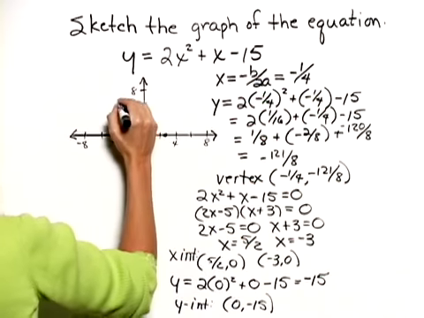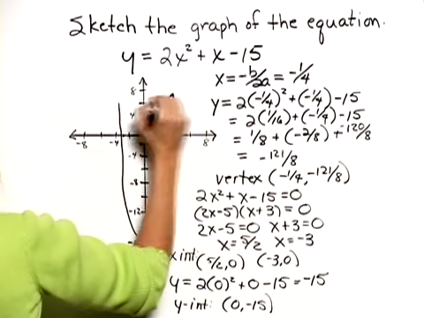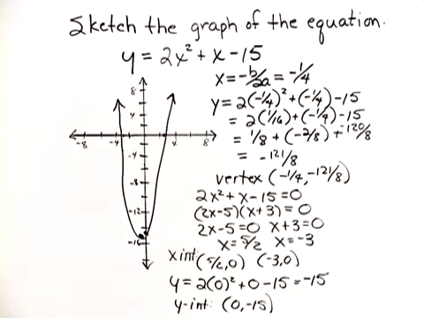Okay, so we're going to join all of those points now to get our graph of our equation of y equals 2x squared plus x minus 15.